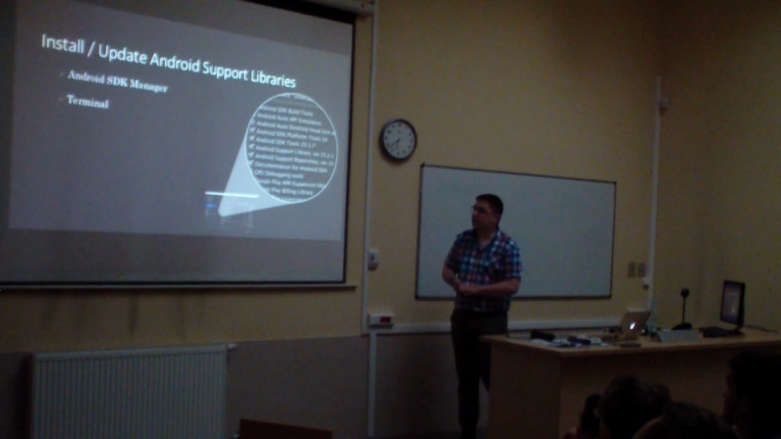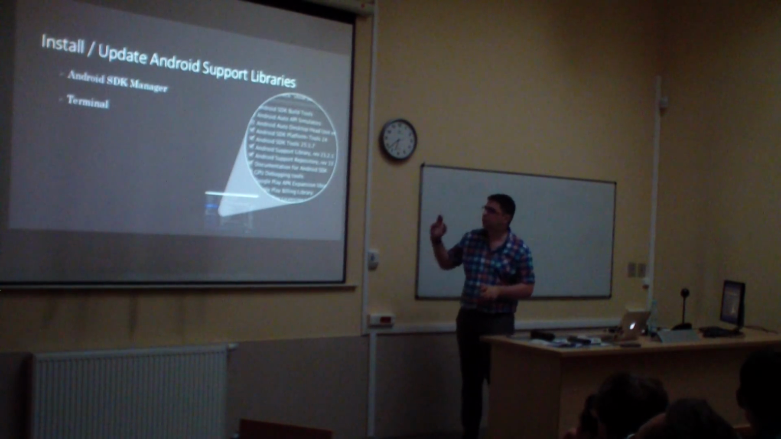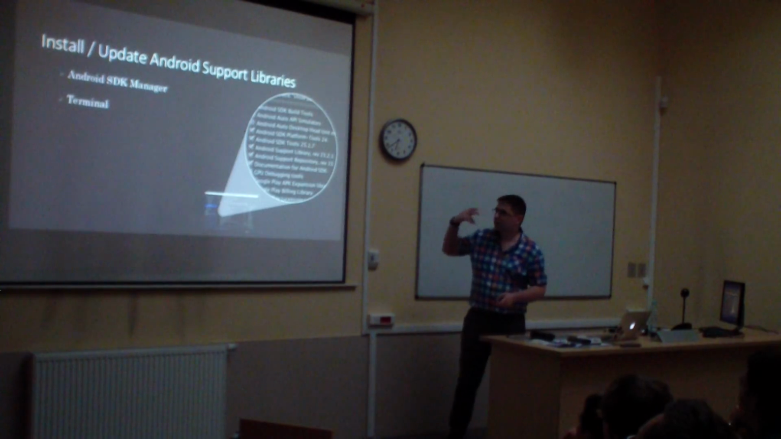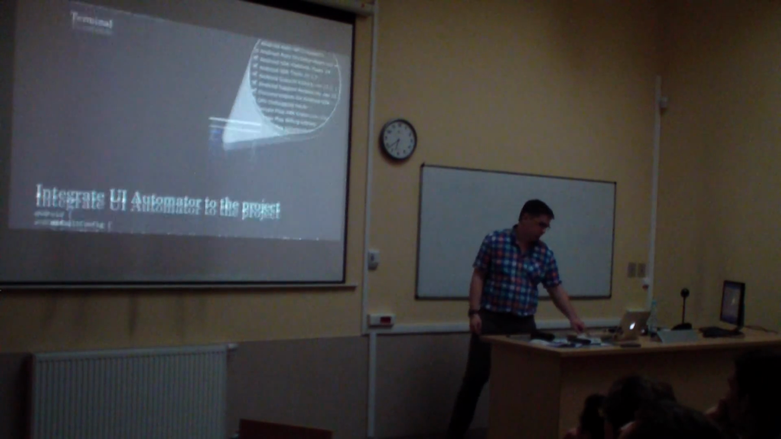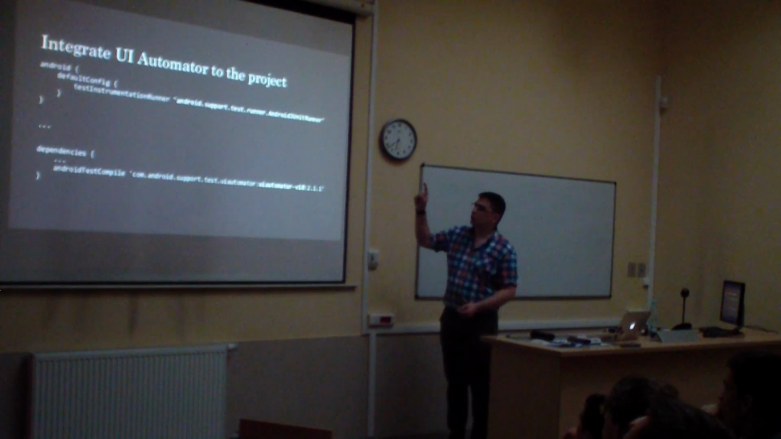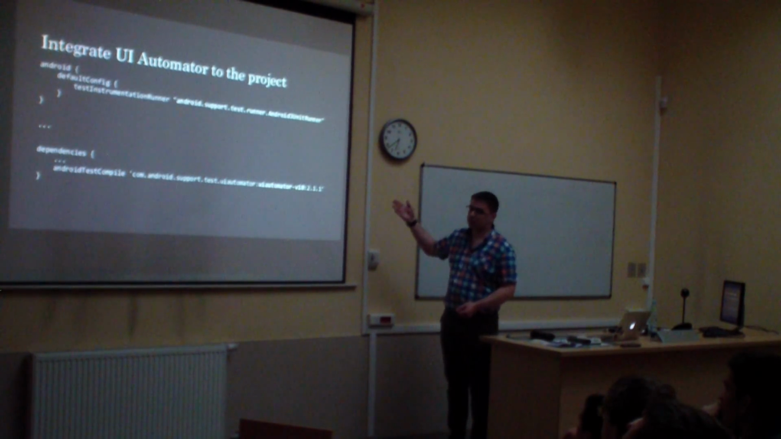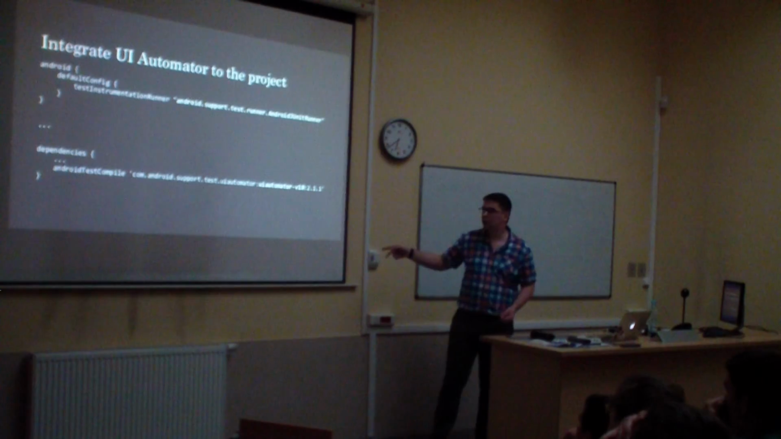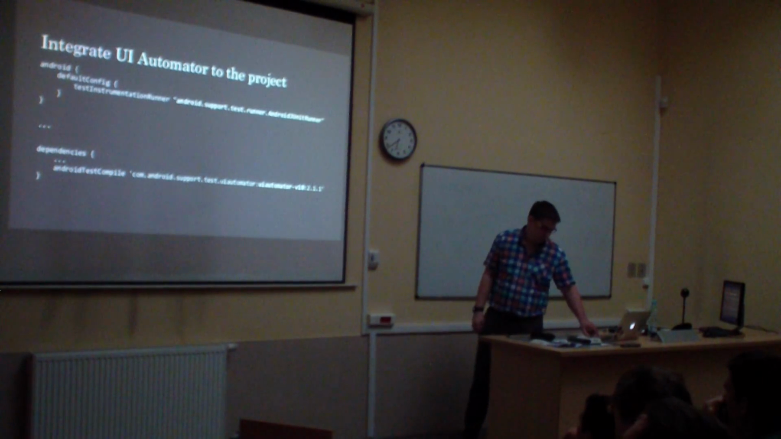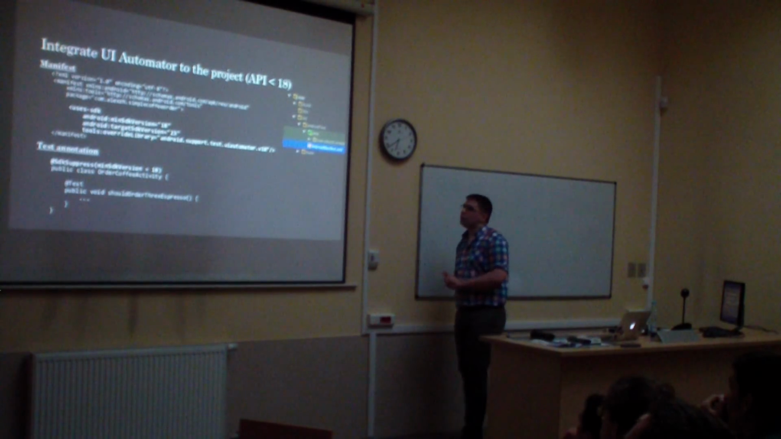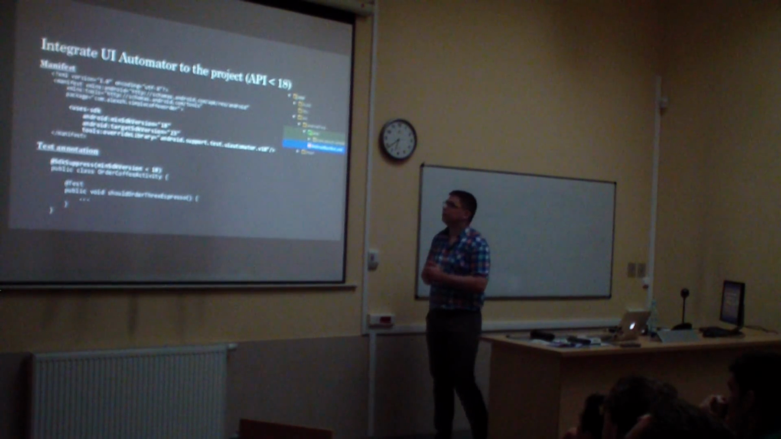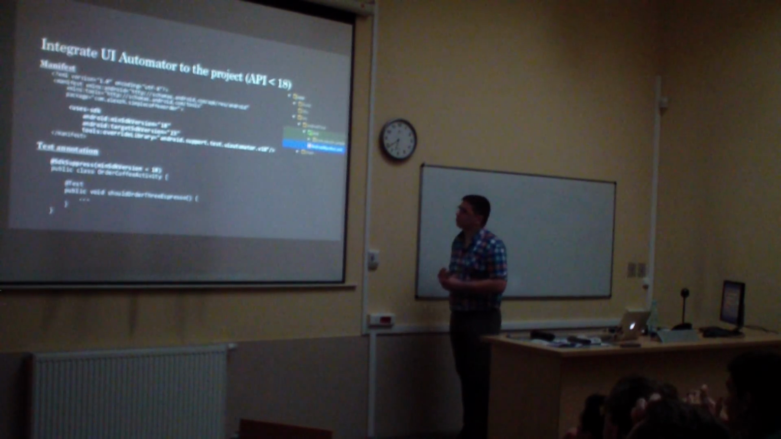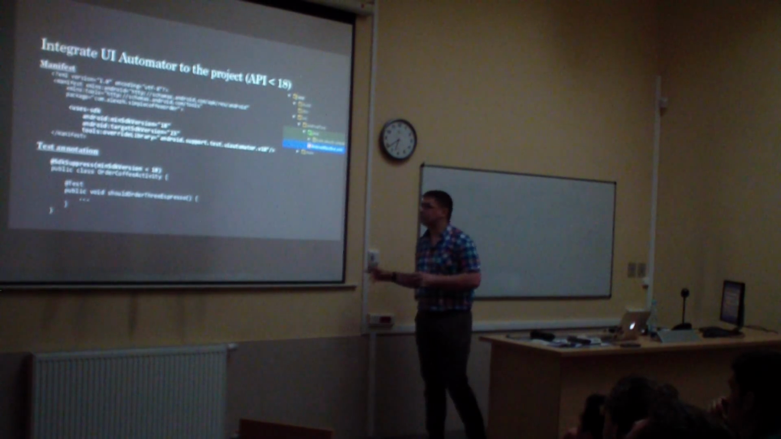The setup steps are the same as when we're talking about Espresso. You must install or update the Android support library or Android support repository. You can do it from the Android SDK Manager or from the terminal. The same story applies to integration. We must set up the instrumentation runner if we don't have it in our parameters, and add a dependency for UI Automator. It's really simple. And how can we solve the problem with the minimum version of API, because it's a higher version when we talk about nowadays.